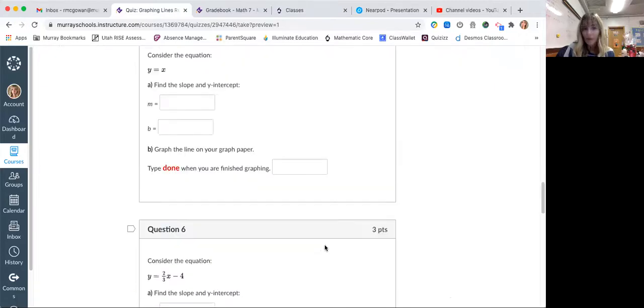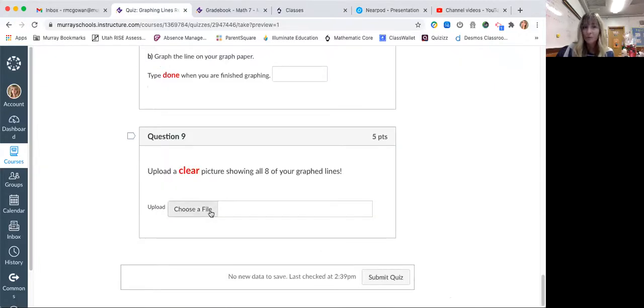I don't want anybody to think this is all you have to do and type in, because when you get to the bottom, it says upload a clear picture showing all 8 of your graph lines, and I should be able to see all of your beautiful graphs that you graphed by hand.